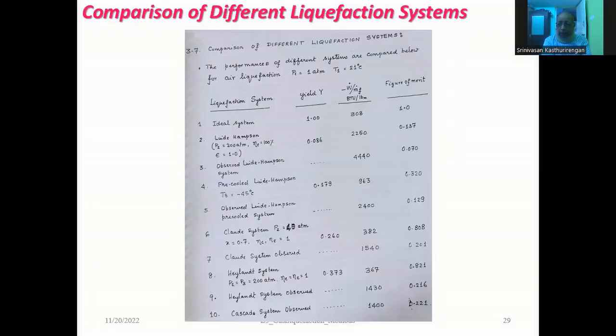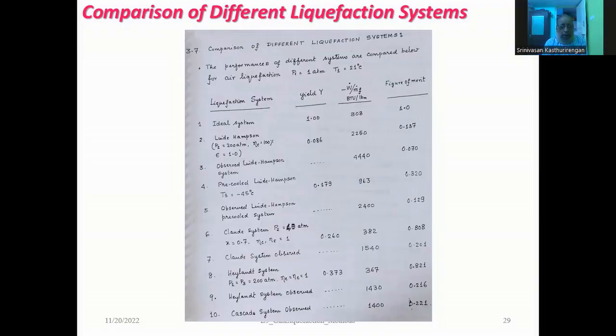Now, let's try to compare the different liquefaction systems. In this chart, you have the list of liquefaction systems and the yield for each system, and then the work requirement, okay? And there is a last column which says figure of merit. The work requirement is the work required per unit mass of the fluid liquefied, right? That's what is given here, minus W dot by MF dot. It is in units of BTU per pound, but doesn't matter for us. Anyway, we are only going to compare.